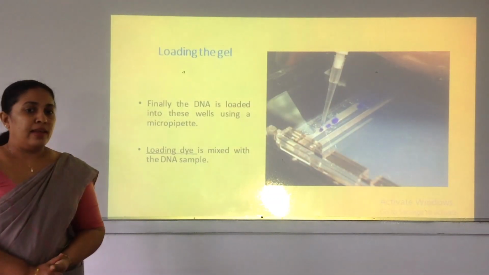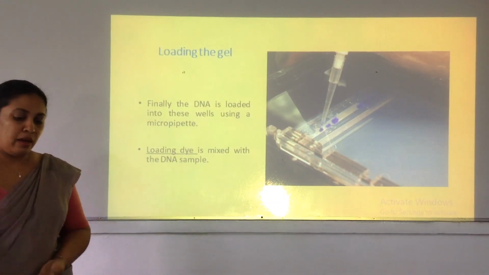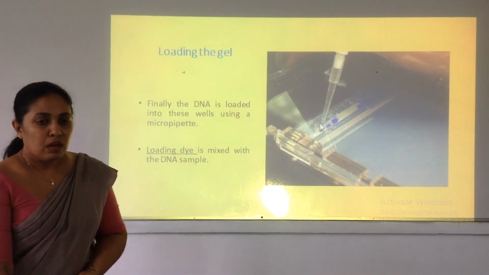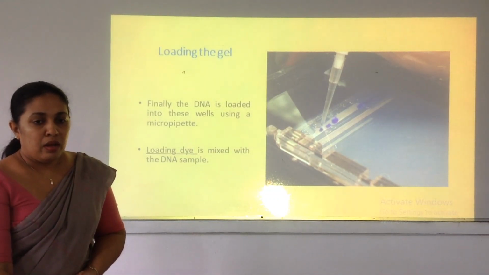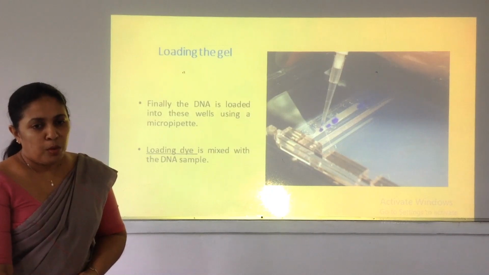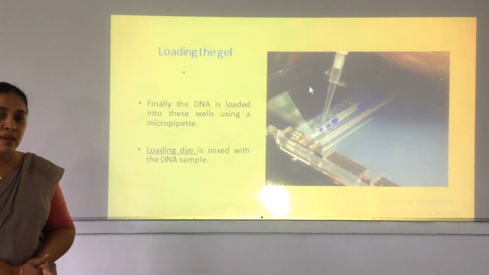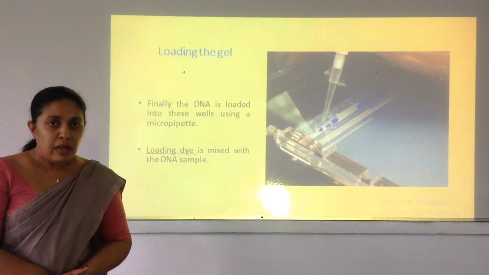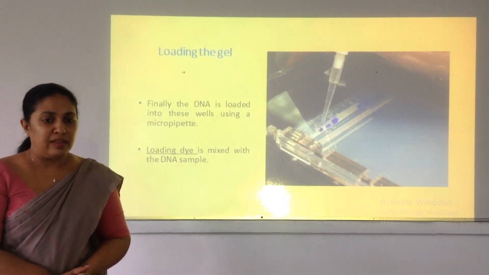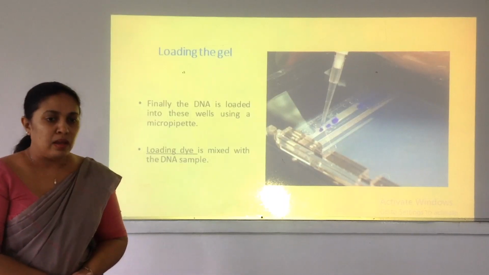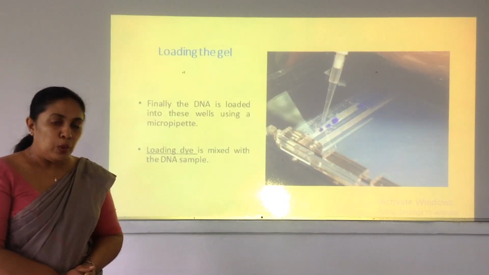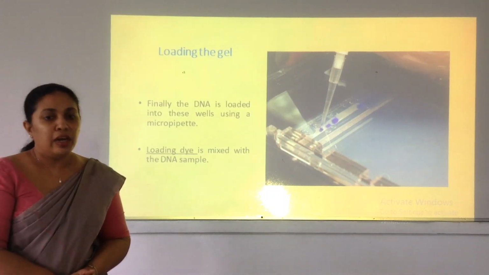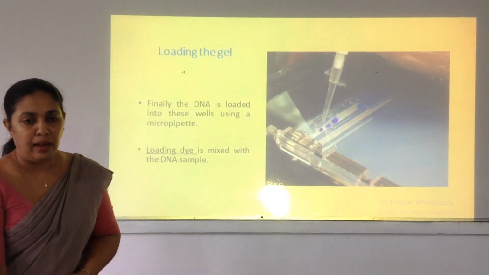When we are loading the gel, we have to use a micropipette, and we have to load right into the well. This gel is almost transparent, and if our sample is also transparent, we can't see it. So we are using a gel loading dye with it. It is not ethidium bromide, it is something else. It is blue in color as well as green in color. So you can see the color to load the sample easily into the well.